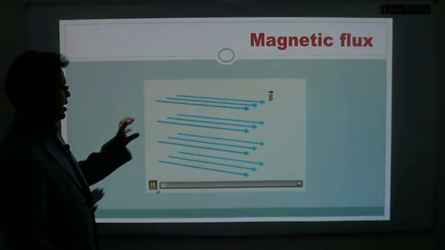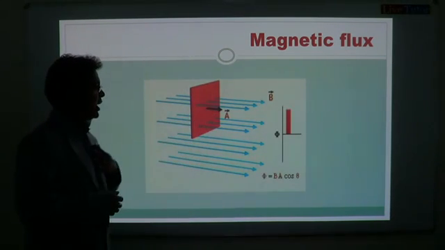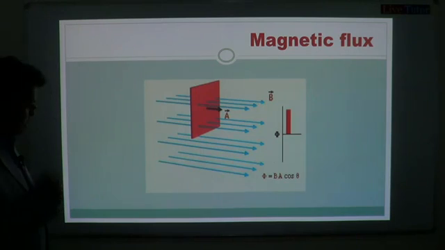Now I am keeping a surface. This is a rectangular surface and this is called a direction, that is normal to the surface.